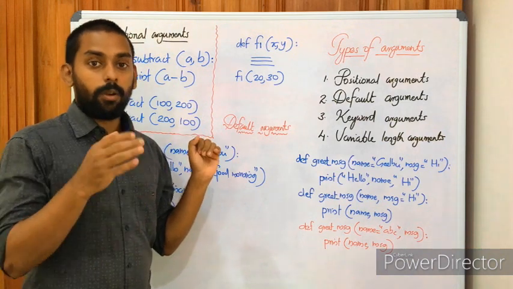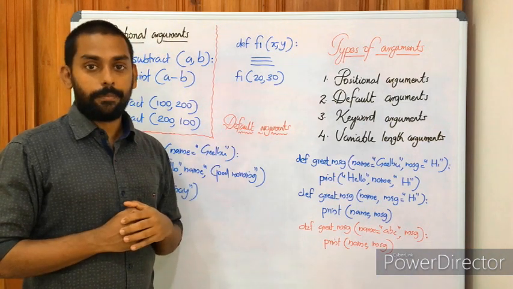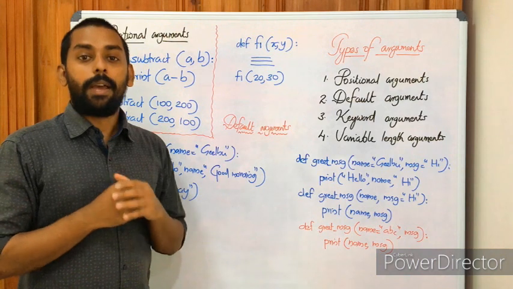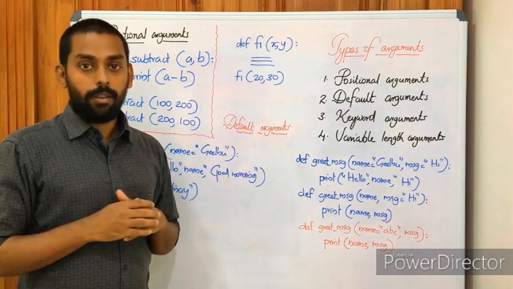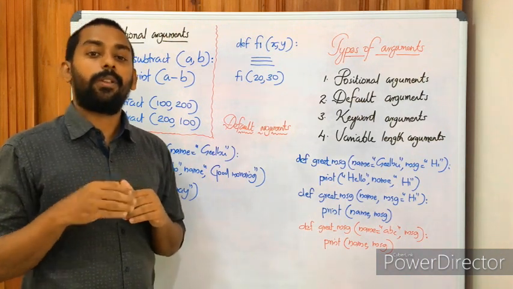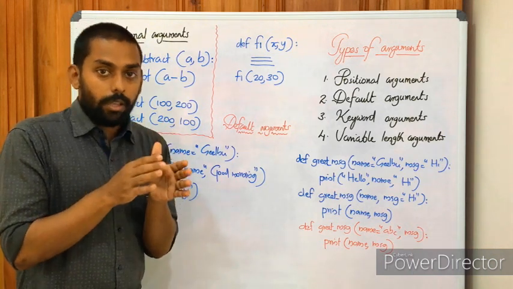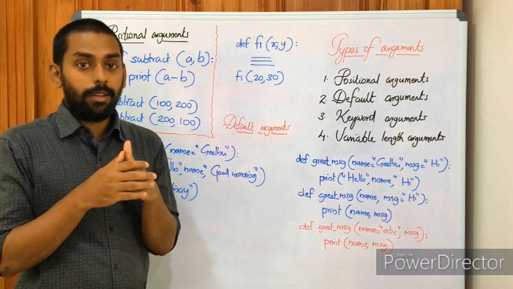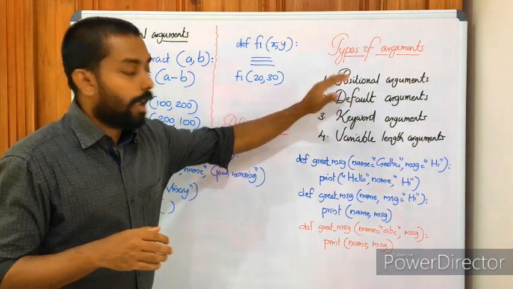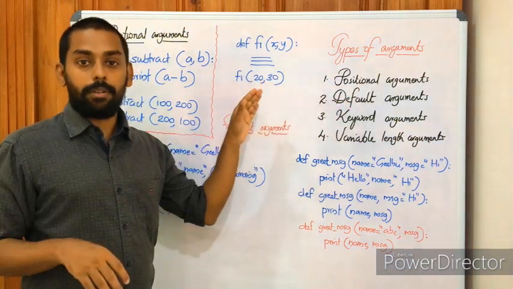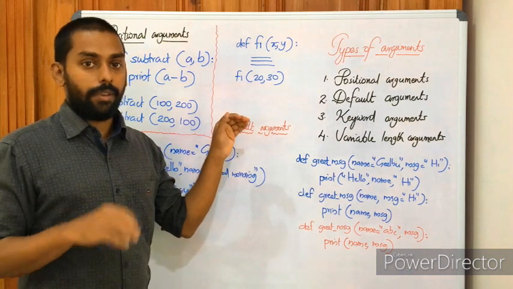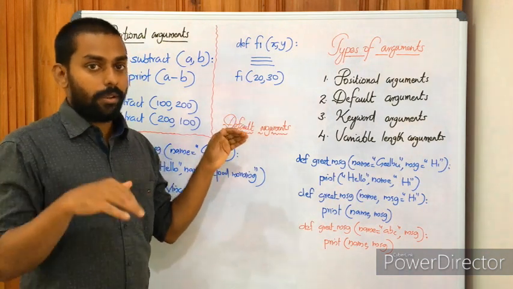Plus we have two more terminologies: actual arguments or actual parameters and formal arguments or formal parameters. What are actual arguments or actual parameters? Actual parameters are the parameters provided in the function call, and formal parameters are the parameters provided in the function definition. Even though we are using the terms arguments and parameters interchangeably, we consider both the same in our context.